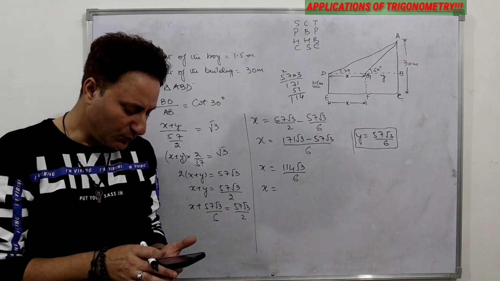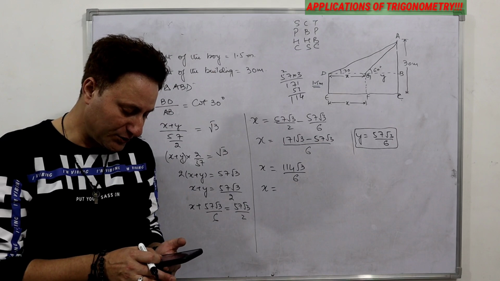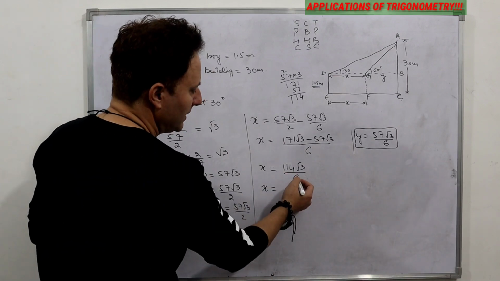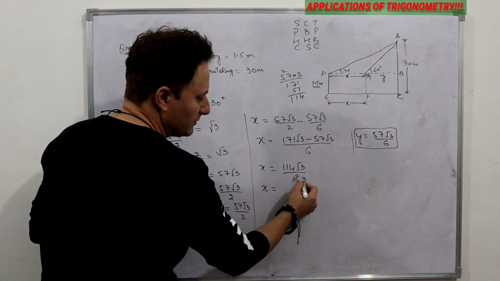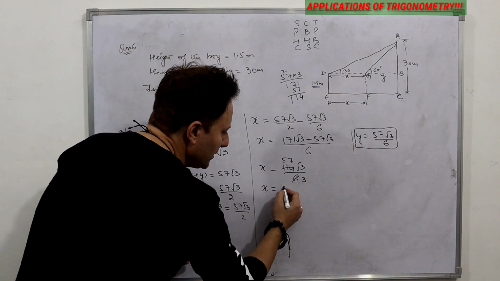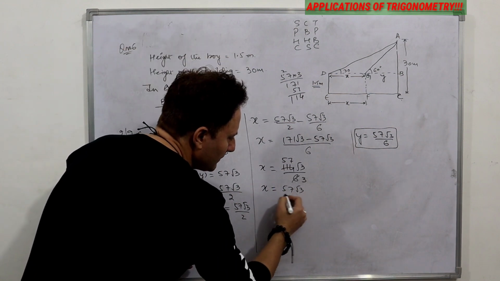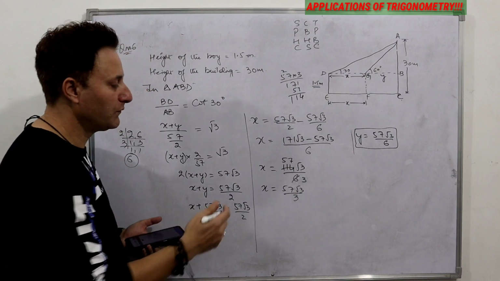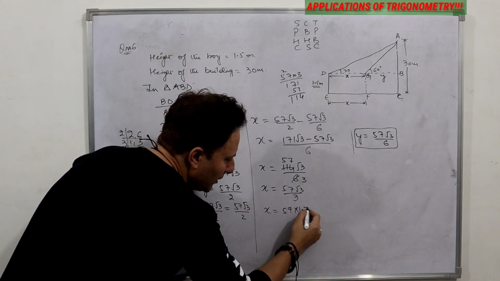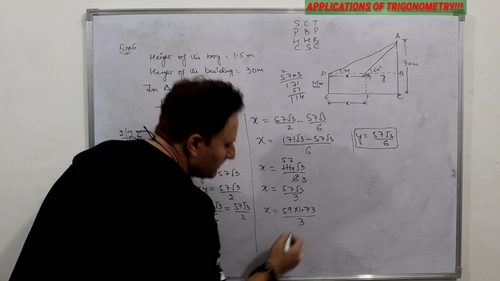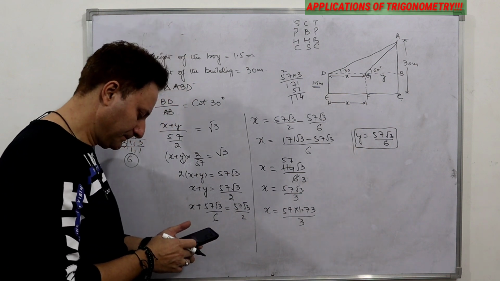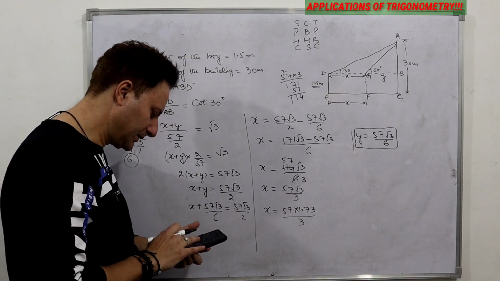Before that, we need to check the question as well. If it is given in the question, it is not given in the question. So what we can do, we can first of all cancel this thing. So you can leave it as this. Or if you want to go further, you can do x is equal to 57 into 1.73 upon 3. So if we multiply 57 with 1.73, we will get the answer. Let us multiply it.